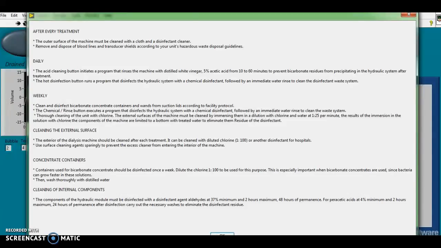Clean and disinfect bicarbonate concentrate containers and suction lines according to facility protocol. The chemical rinse button executes a program that disinfects the hydraulic system with a chemical disinfectant, followed by an immediate water rinse to clean the waste system.